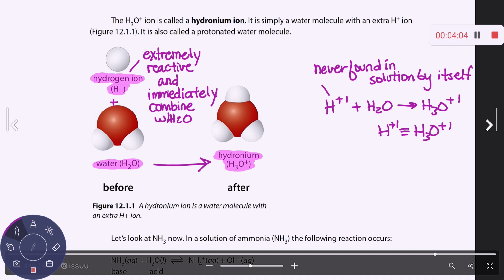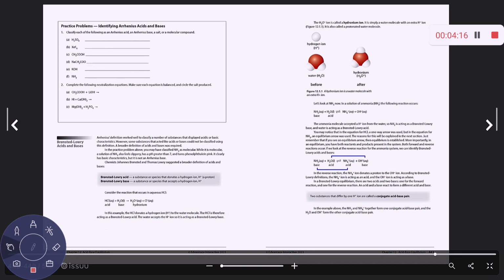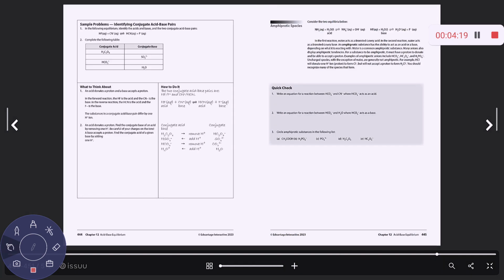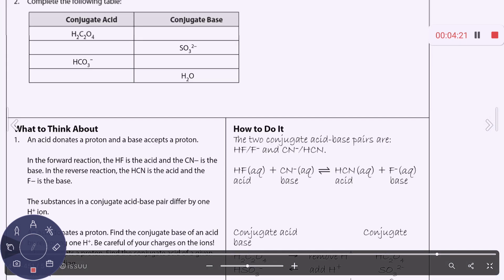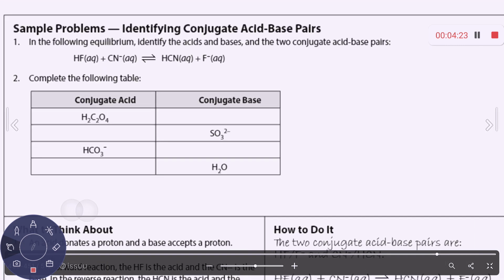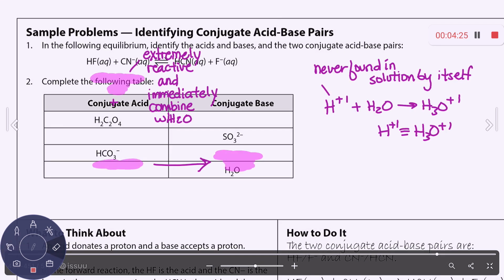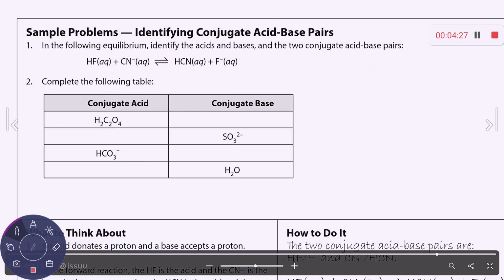Okay, next page. On the next page, there's a sample problem. I want to do the sample problem, and then we'll talk about amphiprotic substances on the page after that, and we're done. Okay? So, let's look here. Let's do number one. What would I partner HF with on the product side?